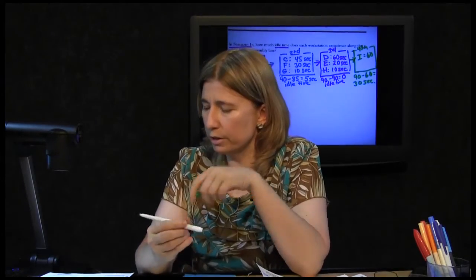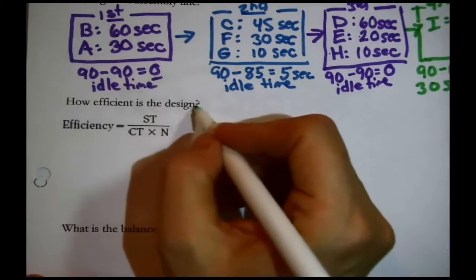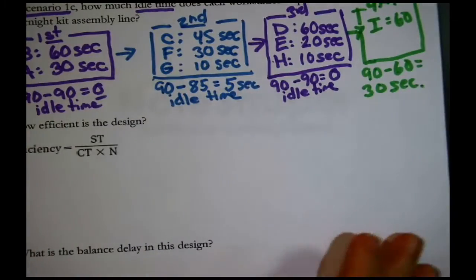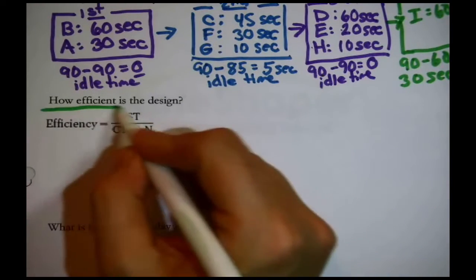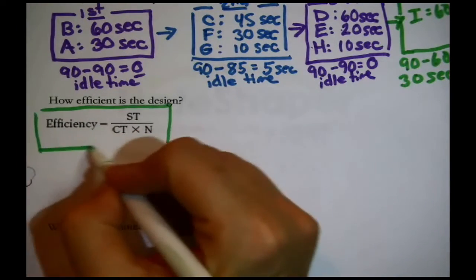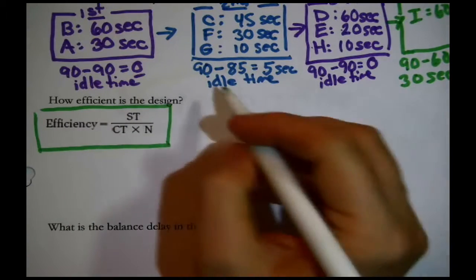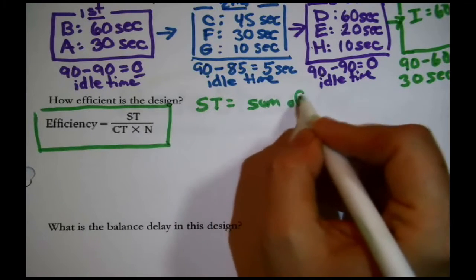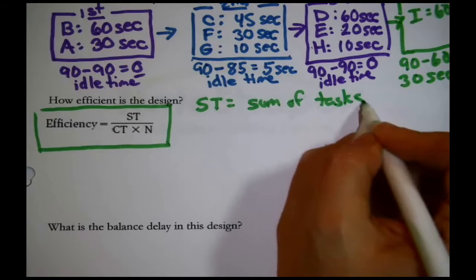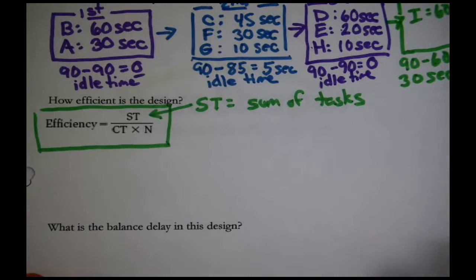Now there are some other follow-up questions in this scenario. This question here says, how efficient is the design? Talking about this design we've been looking at. Efficiency is a good quick calculation that you can make on behalf of any design. You just have to know how to fill in this ratio. Now, ST stands for sum of tasks. You say sum of tasks. What's that supposed to be?